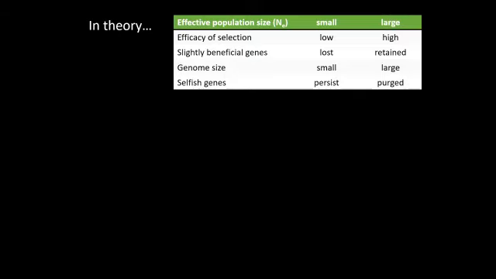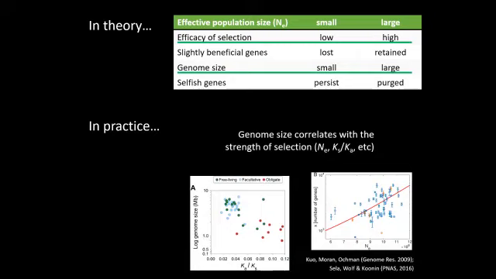And in theory, we would expect that these selfish genes that are not beneficial for the organism should be eliminated. That's the theory. What happens in practice? Well, we see that there is actually a correlation between genome size and the efficacy of selection, which means that these two predictions hold. However, what happens if we look at the selfish genes?